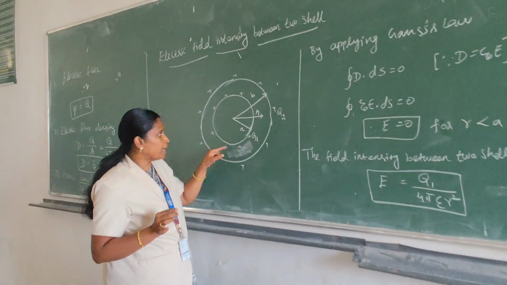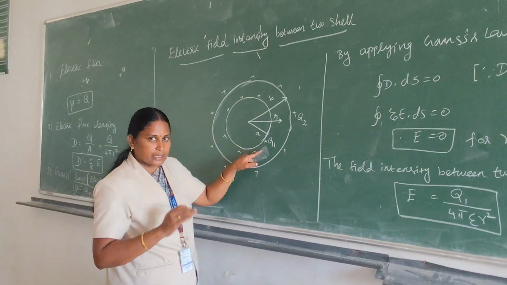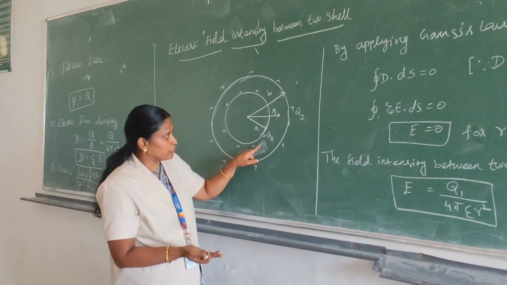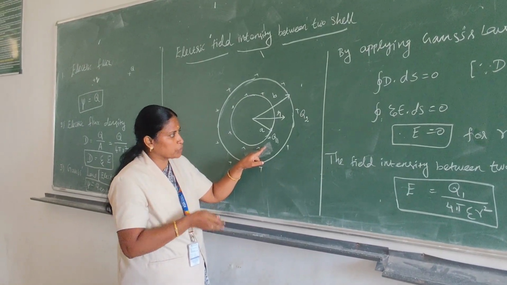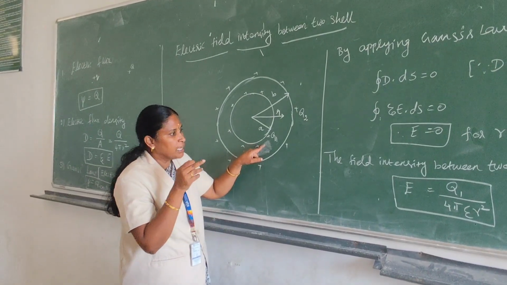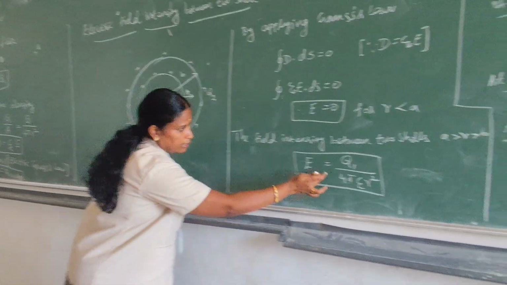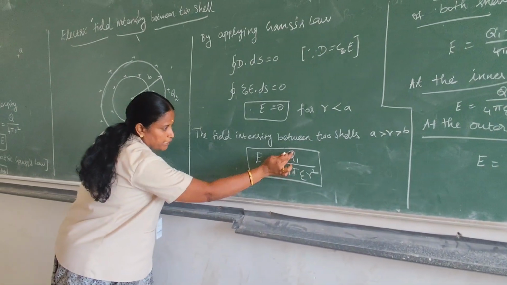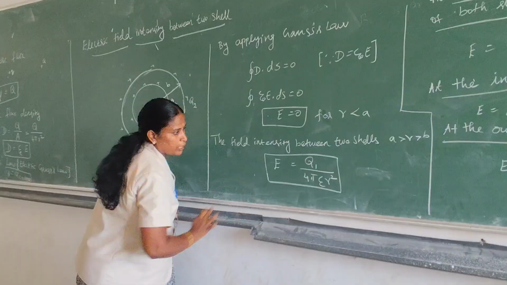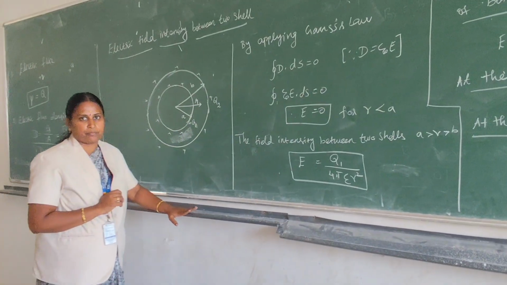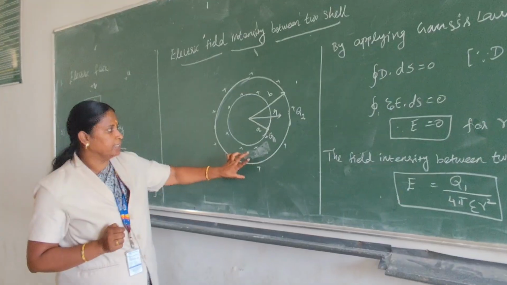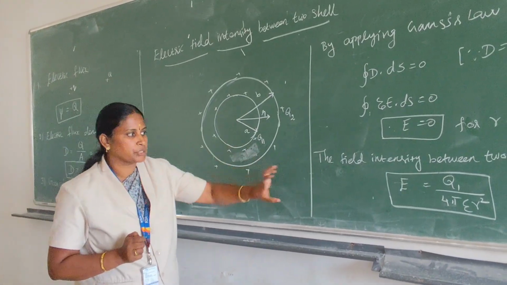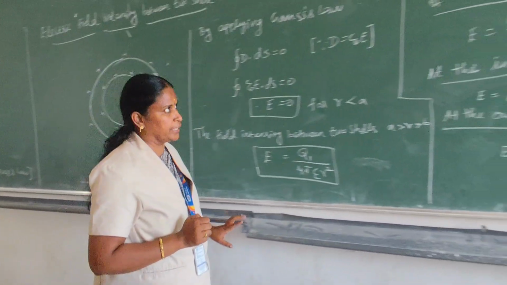Here the charge enclosed outside the inner spherical shell and in between, up to the outermost spherical shell at R, is Q1. So E is equal to Q1 divided by 4 pi epsilon R square. That is, in between the two spherical shells, the electric field intensity is Q1 divided by 4 pi epsilon R square, right?